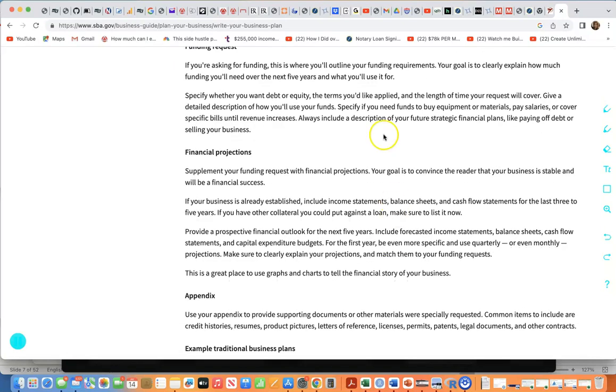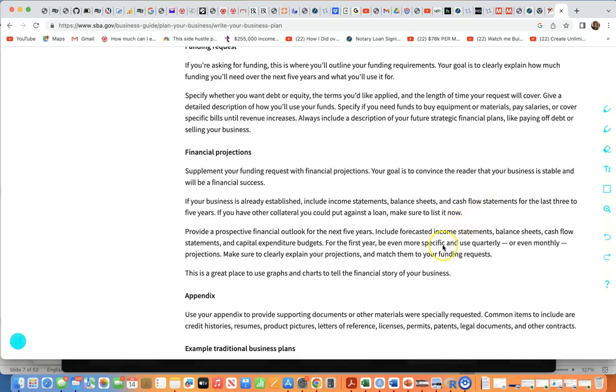Specify if you want debt or equity financing, how the terms will apply, and the length of the time your request will cover. You can also say why you're using this. Is it to buy equipment, to pay for salaries, cover bills? What is the use of this? And then you can also include some future strategic plans. For example, paying off debt or even in the future selling that business.